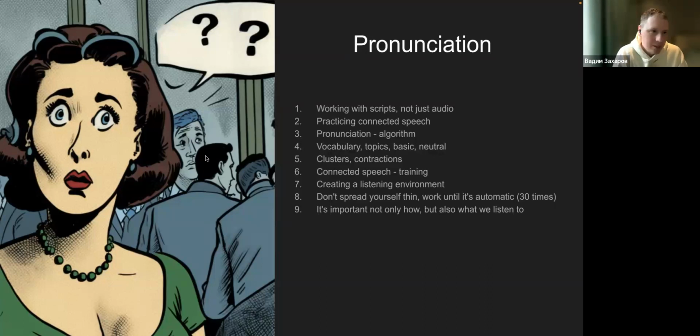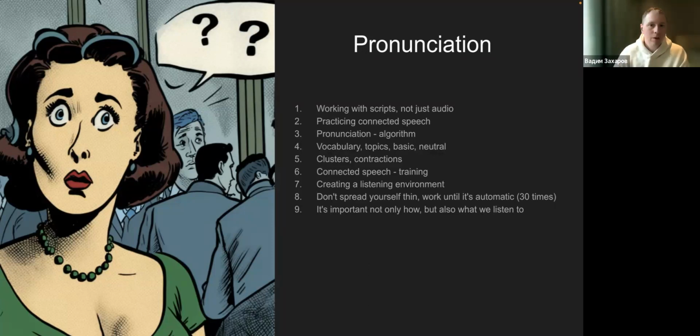It's not rocket science. Anyone can do this. It just takes a lot of time and patience. If you do not have time and patience, then probably it will be very hard for you to achieve great pronunciation. So next, you can practice connected speech.